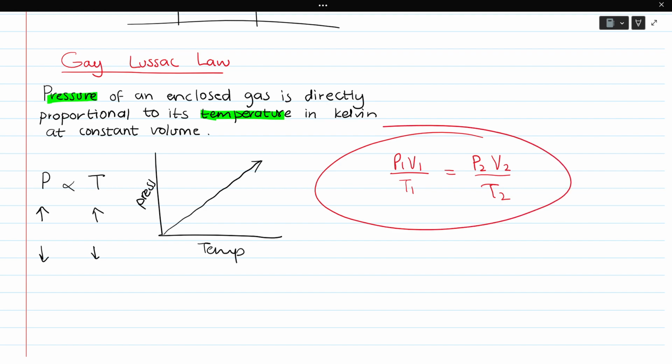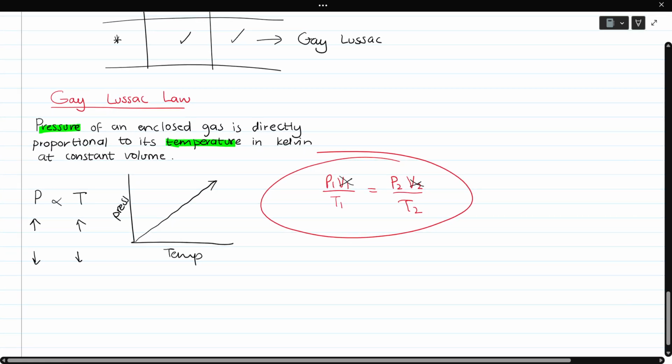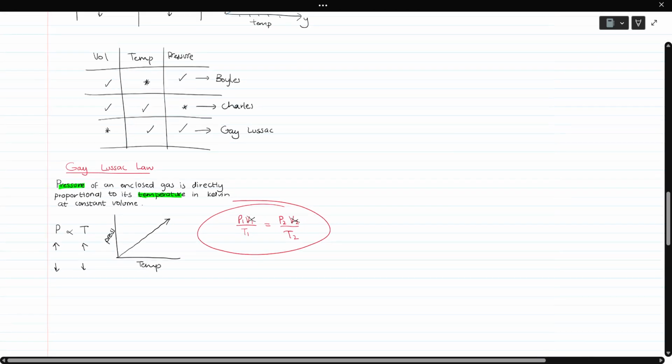Now you need to remember the Gay-Lussac law. What variable is constant here? Volume. So I can scratch out the volume, and this becomes my governing equation. P1 over T1 is equal to P2 over T2. Okay, and that is basically all the theory that you need to understand for these three different laws.